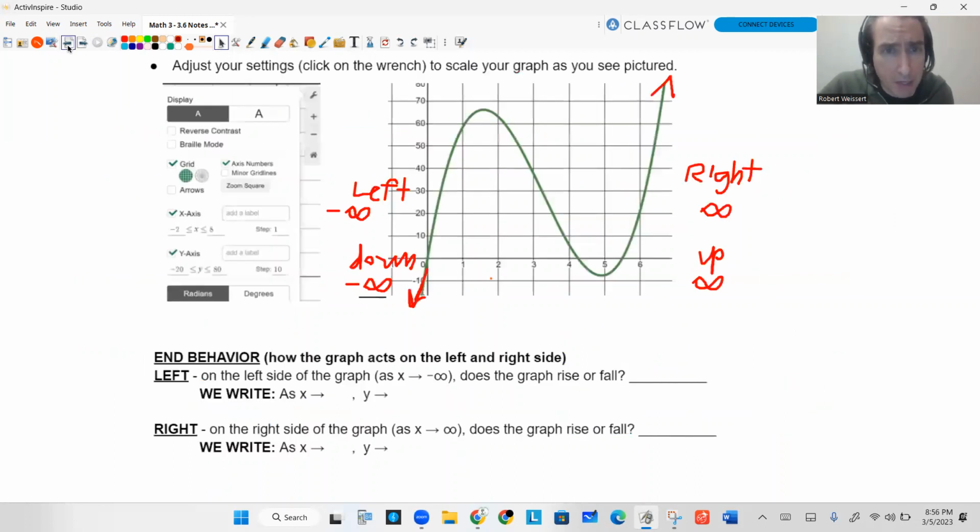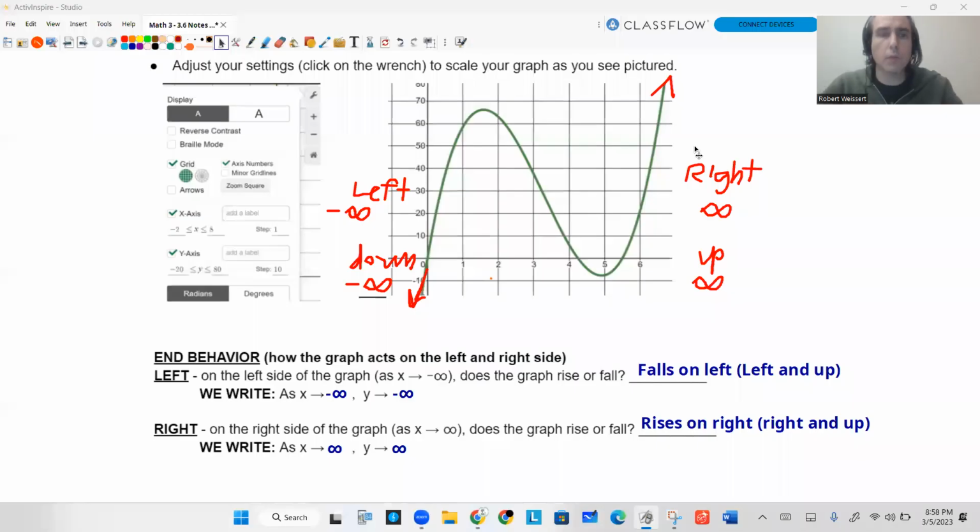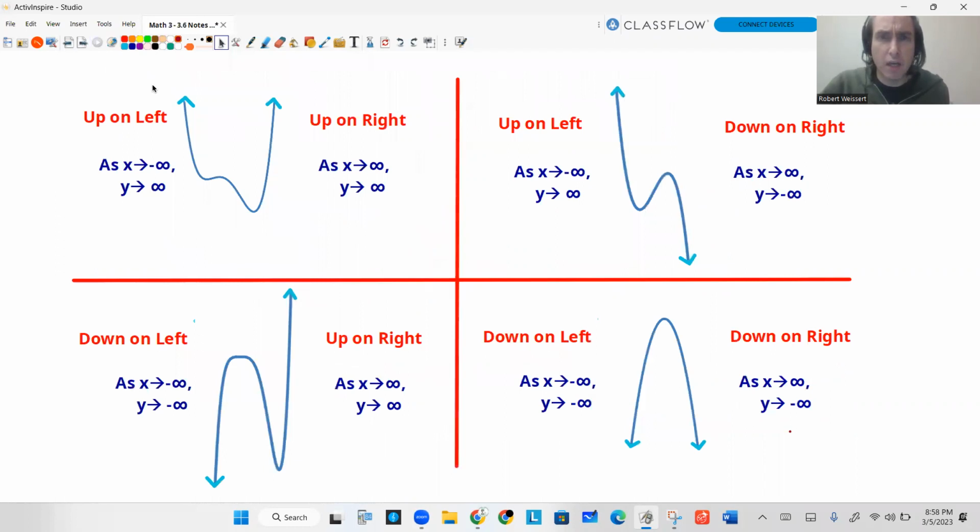So when we're making these end behaviors, we're going to write it like this. We say the graph falls on the left, so as x goes to negative infinity, y goes to negative infinity. And we say the graph rises on the right, so as x goes to infinity, y goes to infinity. And again, remember this graphic. Take a picture of it, take a screenshot of it. It's going to be super helpful for all your end behaviors.